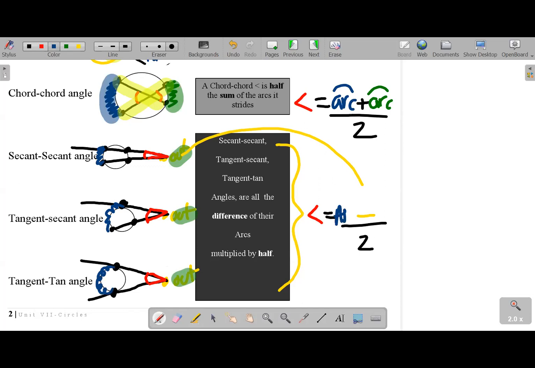So you're going to subtract the big arc minus the little arc over 2. Angle equals big arc minus little arc over 2.